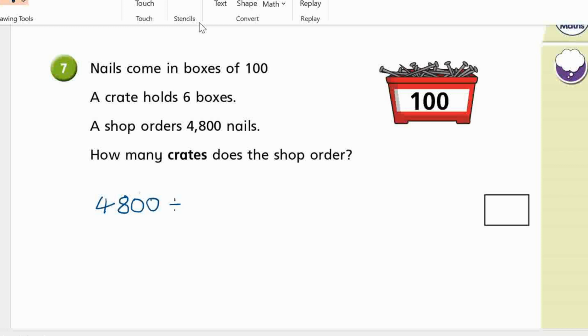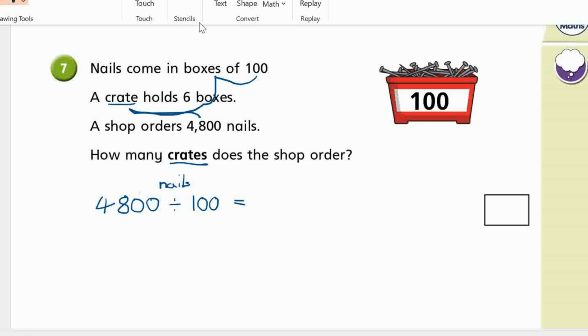So we want, yeah. Let's break down what the question says, because I think that's why it's difficult. You've got 4,800 nails, and in each box there's 100 nails. So this is one box. So we need to find out first how many boxes we have. So we need to figure out the number of boxes by dividing 4,800 by 100. What does that give us?